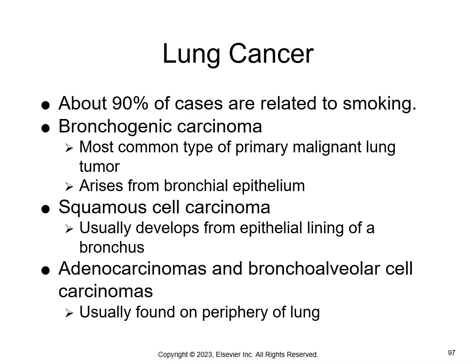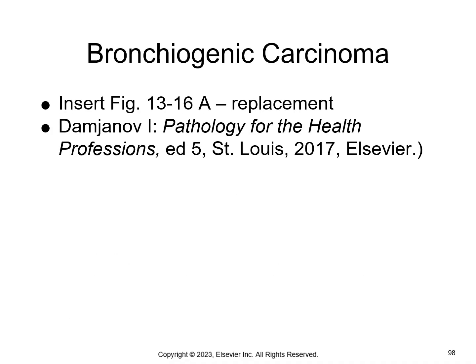Lung cancer, about 90% of these are related to smoking. Bronchiogenic carcinoma is the most common type of malignant lung cancer. This arises from the bronchial epithelium. We have squamous cell carcinoma, which develops from the epithelial lining of the bronchi, and then adenocarcinomas and bronchioalveolar cell carcinomas, which are usually found on the peripheral surfaces of the lung. So this was just a slide from your book. If you look in your book at figure 13-16A, you'll see it. It's just a picture of the lung, what it looks like with the bronchiogenic carcinoma.